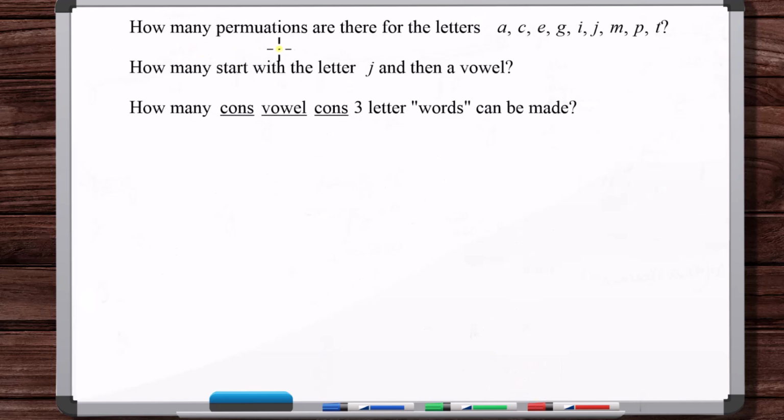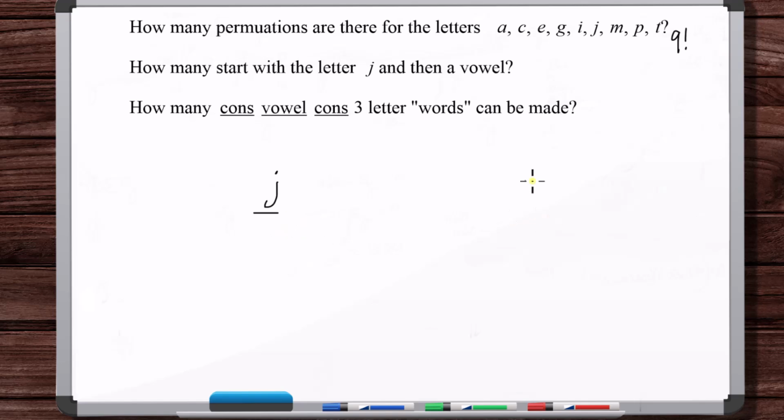How many permutations are there for these letters here? There's 1, 2, 3, 4, 5, 6, 7, 8, 9, and they're all different: A, C, E, G. So 9 factorial. How many start with the letter J and then a vowel? So they start with the letter J and then a vowel.